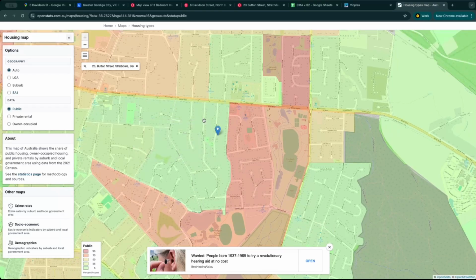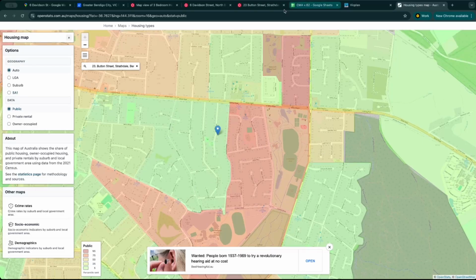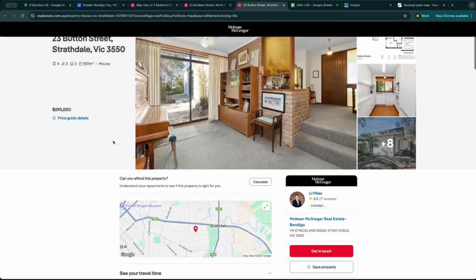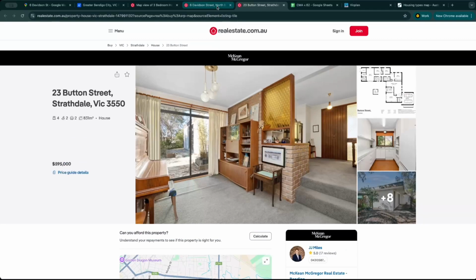I have no issues with the public housing around the area, as long as I know in the immediate vicinity there are no public housing properties on this street. So this is something that I would look into as well. Now, that's kind of it, guys. So basically, out of those 8 properties, there are only 2 properties that I would look further into.